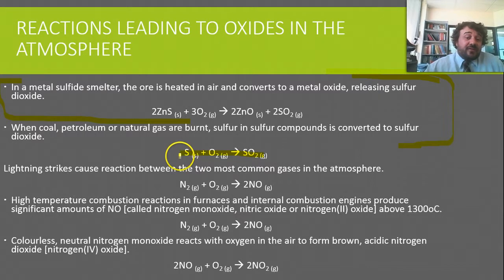The nitrogen ones are a bit different. So we're going to look at two sets of reactions here. So here are two ways to get your nitric oxide in there. You've got lightning strikes, okay? So the two most common gases in the atmosphere, the lightning comes down with intense heat and electrical energy, and it will break these atoms apart, and then they'll reform to make this one, okay?